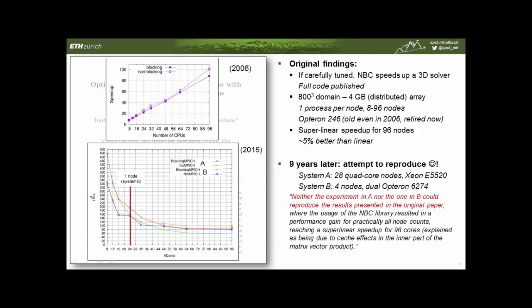Does anybody have a suspicion why they didn't observe the superlinear speedup running exactly the same code on a system 9 years younger? Yes? You might have a different compiler, or your whole input set may fit in some cache layer or something like this, right? So of course, it's a completely different system. You will not see the same results.